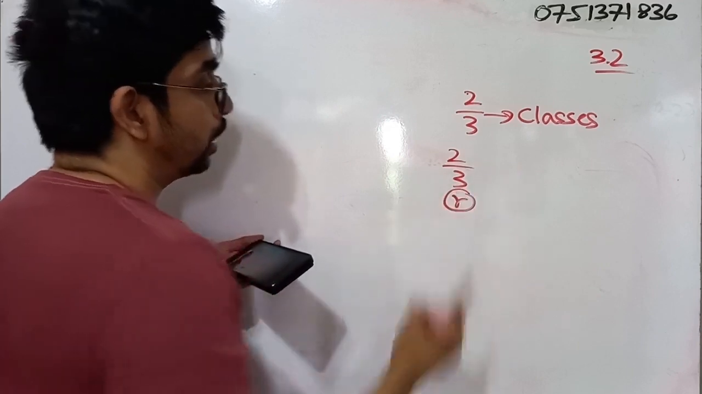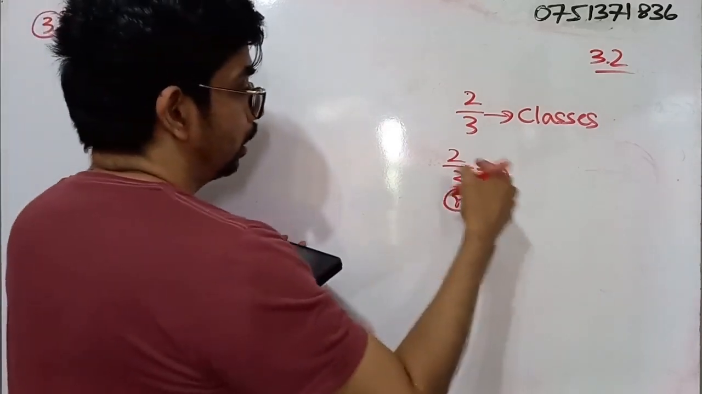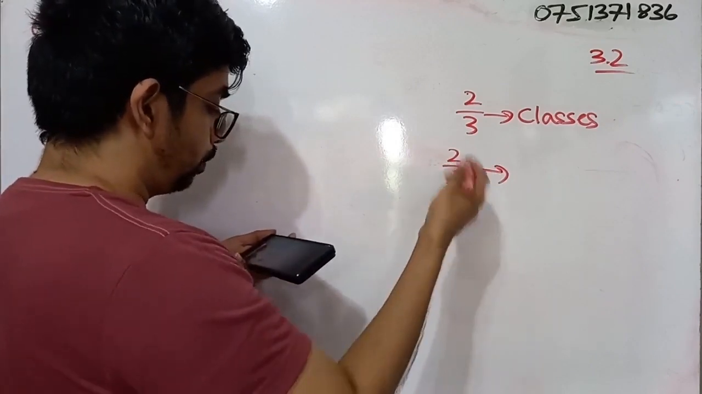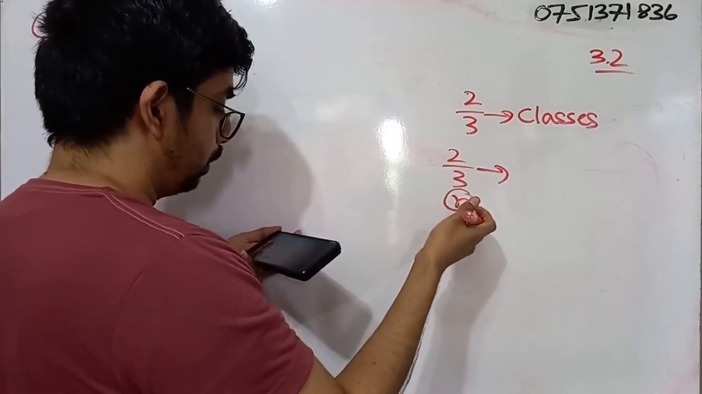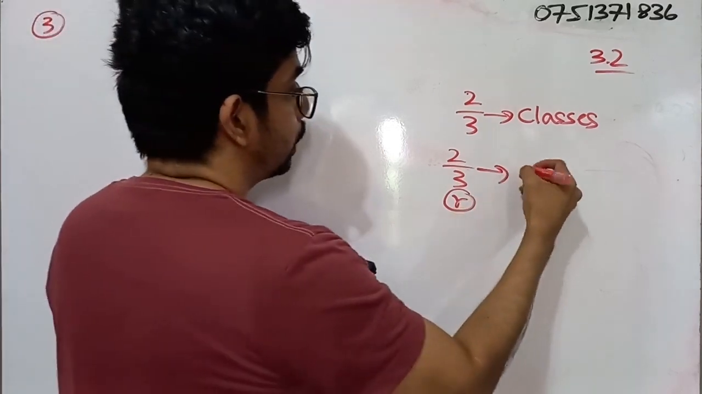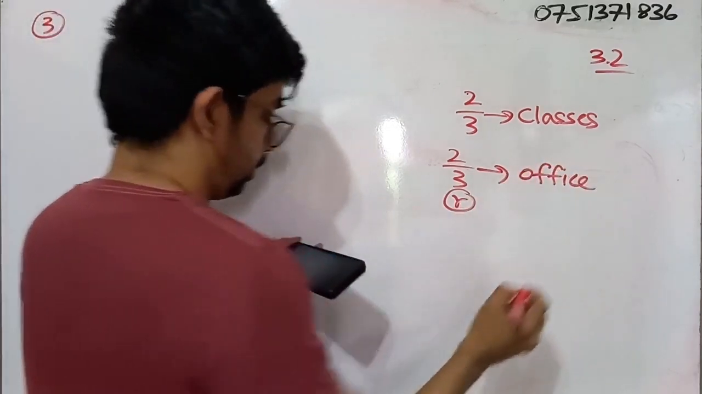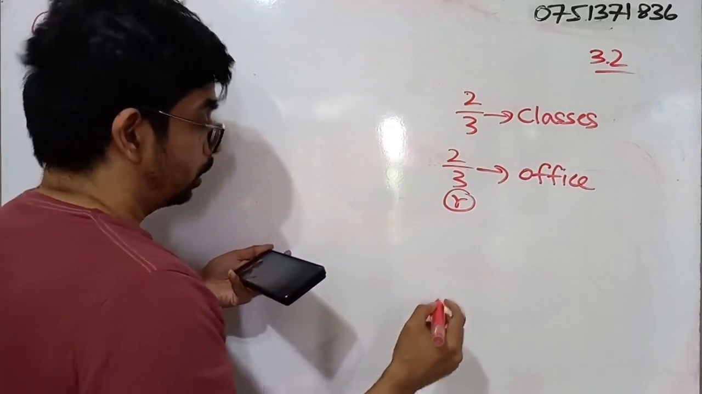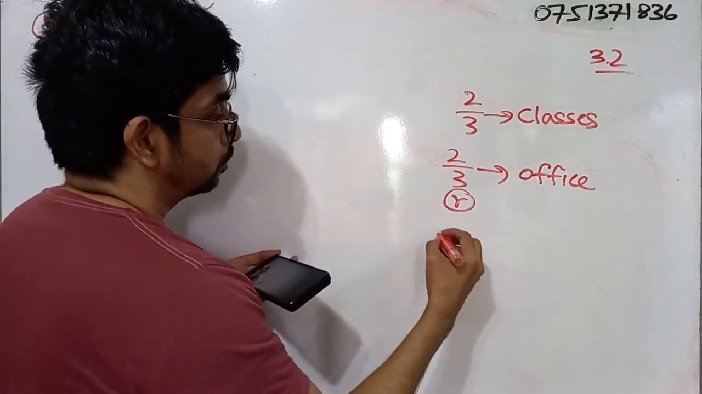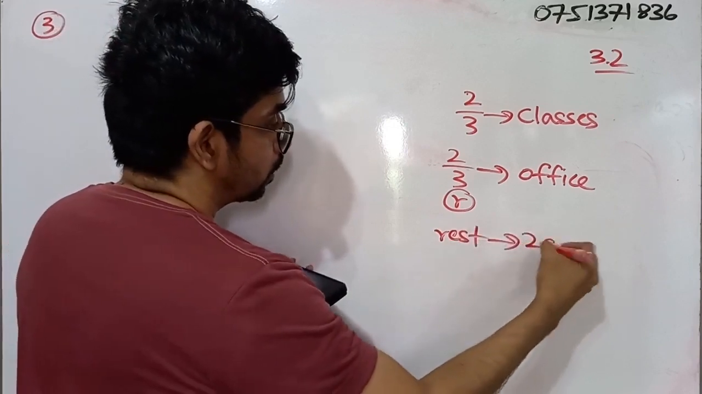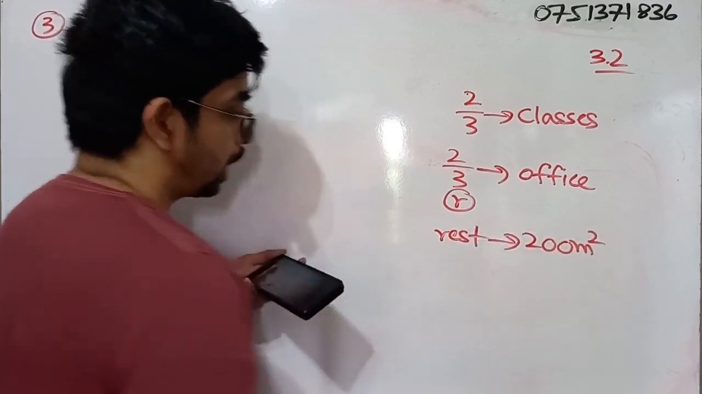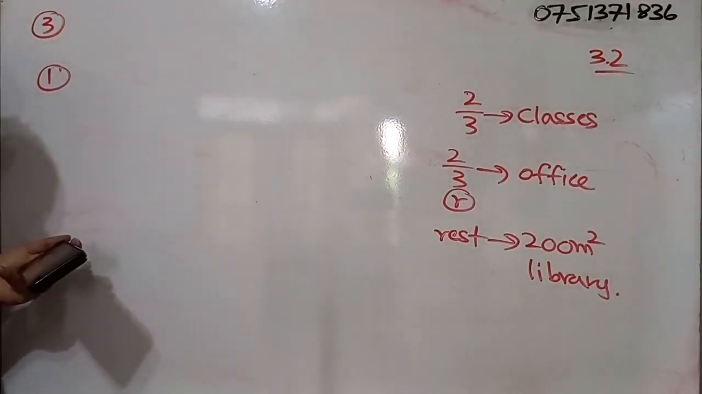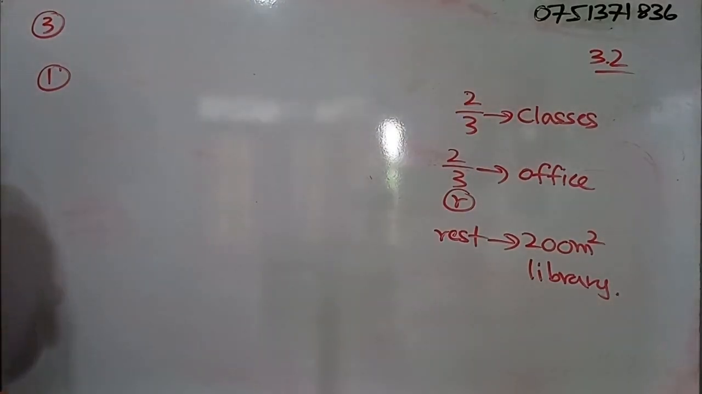Then another 2/3 from the remainder. So I'll simply put an R here. Right? From the remaining amount, 2/3. Or from the remainder, 2/3. So that is for an office. Right? So the rest of the area, that is what? 200 square meters, for the library. Part 1. What fraction of the whole area has been allocated for the office?